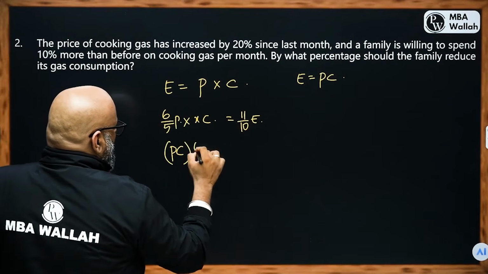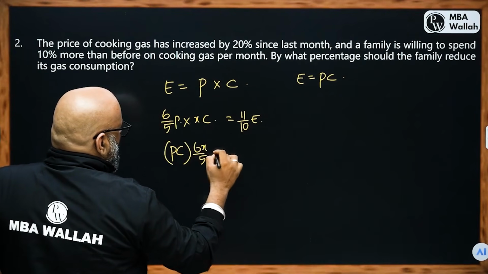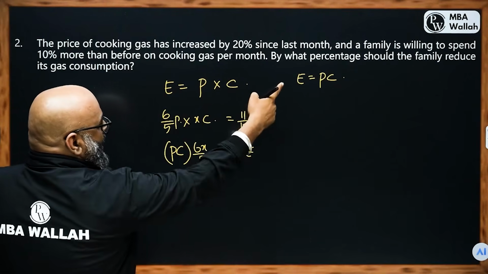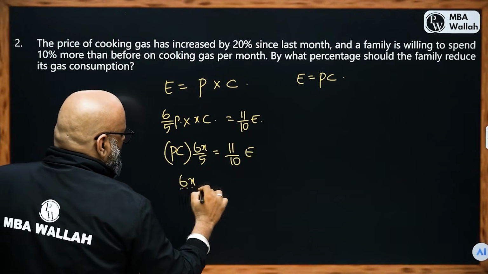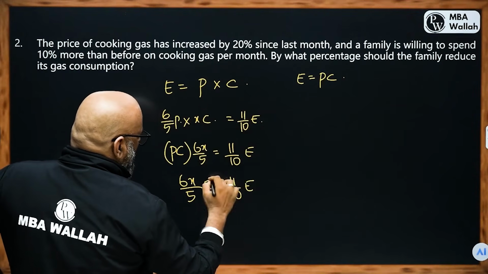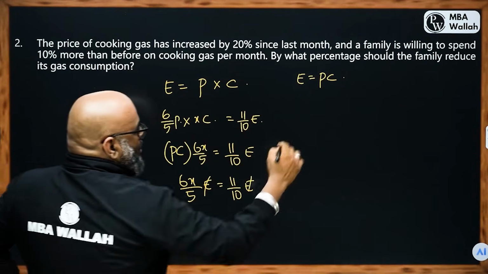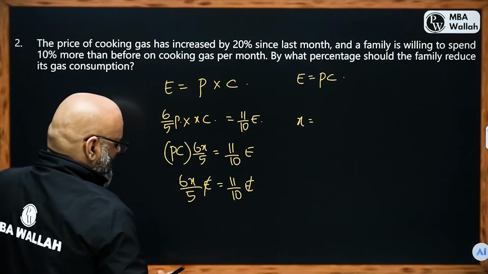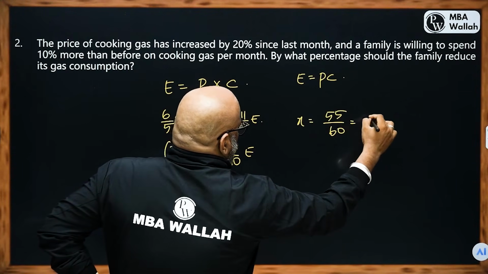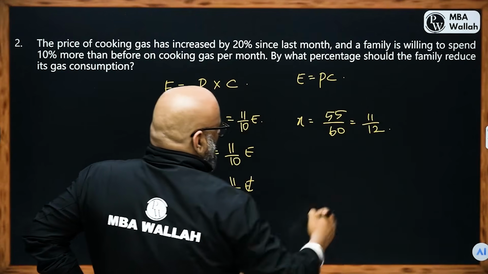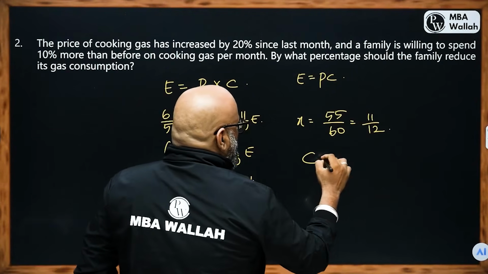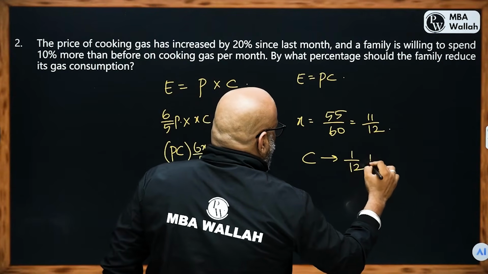PC into 6x by 5 is equal to 11 by 10E. Now PC I can rewrite as E. So 6x by 5 into E is equal to 11 by 10E. E gets cancelled. So X is equal to 55 by 60. I can write it as 11/12. So my X value is 11/12, or my consumption comes down by 1/12.